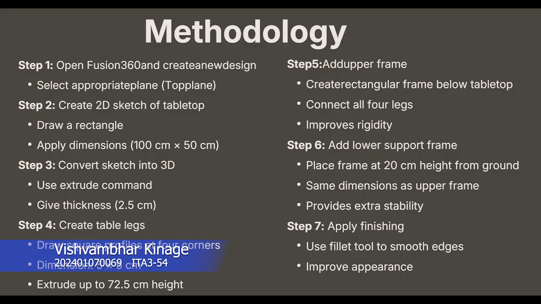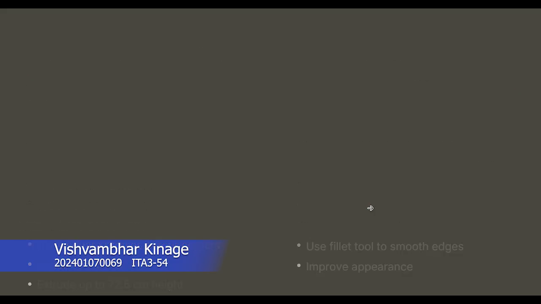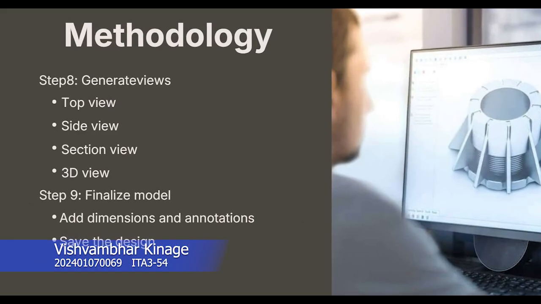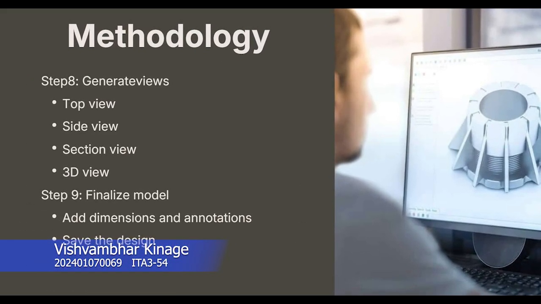height of 72.5 centimeter. To make the structure stronger and more stable, we added an upper frame connecting all the legs and a lower support frame at the 20 centimeter height. Next, we applied the fillet to smooth the edges, which improved both safety and appearance. Finally, we generated the different views like top view, side view, and the 3D view, added the dimensions, and completed our design. This is how we successfully designed a strong and stable table model.